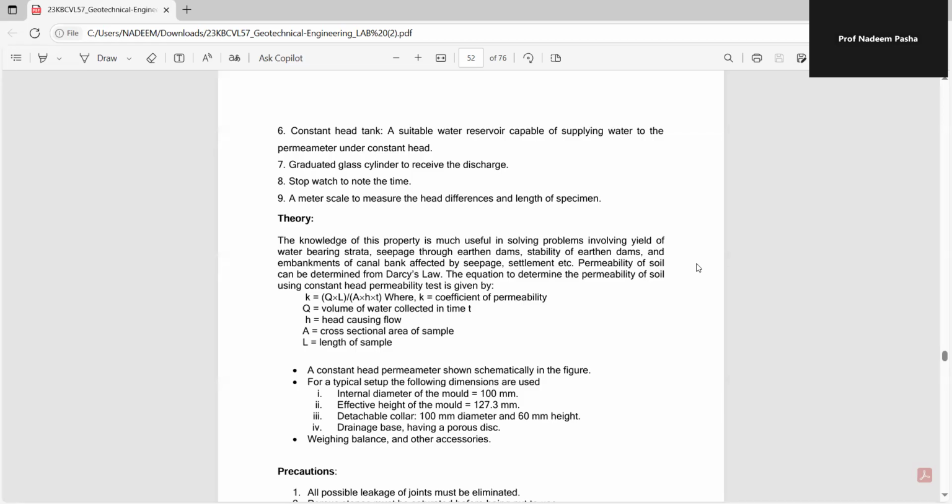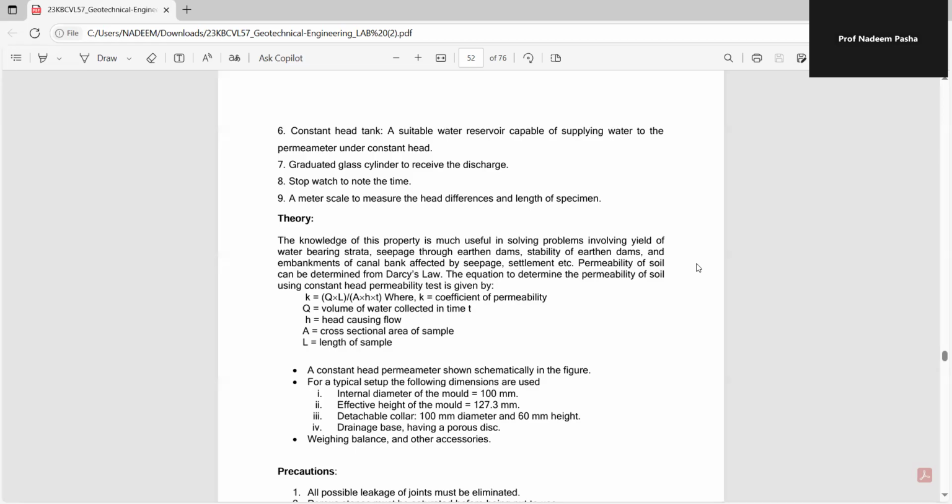The equation to determine the permeability of soil using the constant head permeability test is given by K equal to Q into L divided by A into H into T, where K is the coefficient of permeability, Q is the volume of water collected in time T, and H is the head causing flow. A is the cross-sectional area of the sample, L is the length of the sample. Now, a constant head permeameter is shown schematically in the figure.